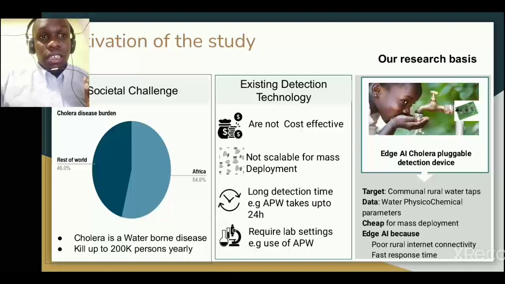Conventional detection techniques take up to 24 hours and require a lab setting. An example is alkaline peptone water, which is a lab reagent that takes up to 24 hours for you to get the results to know whether cholera is actually in the water or not.